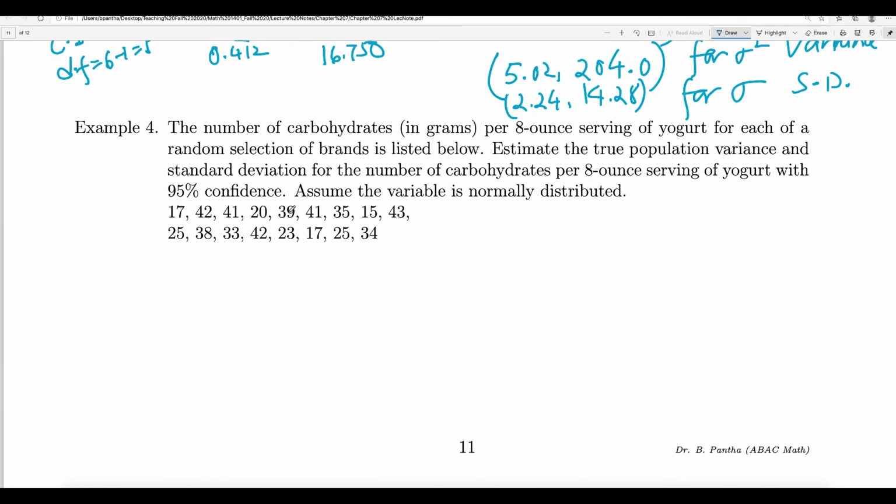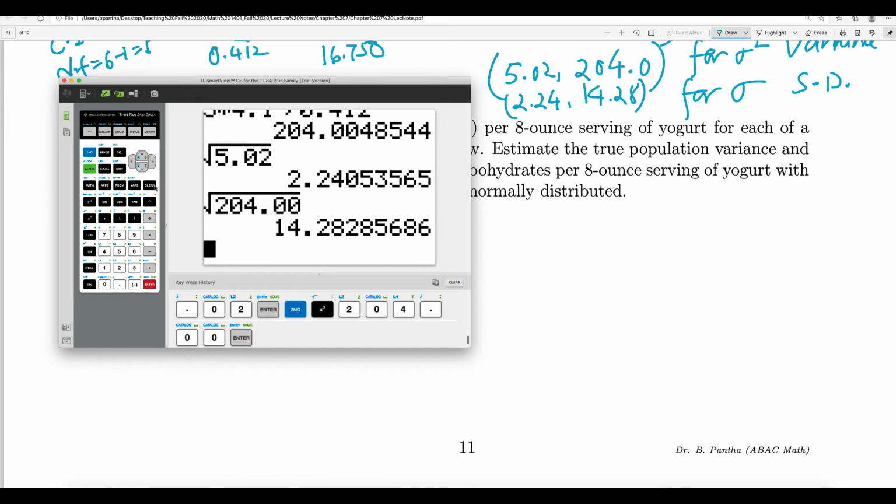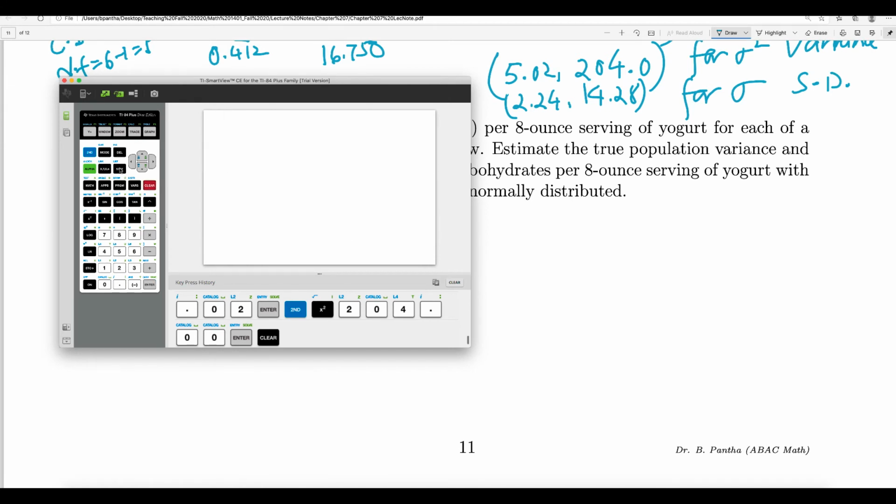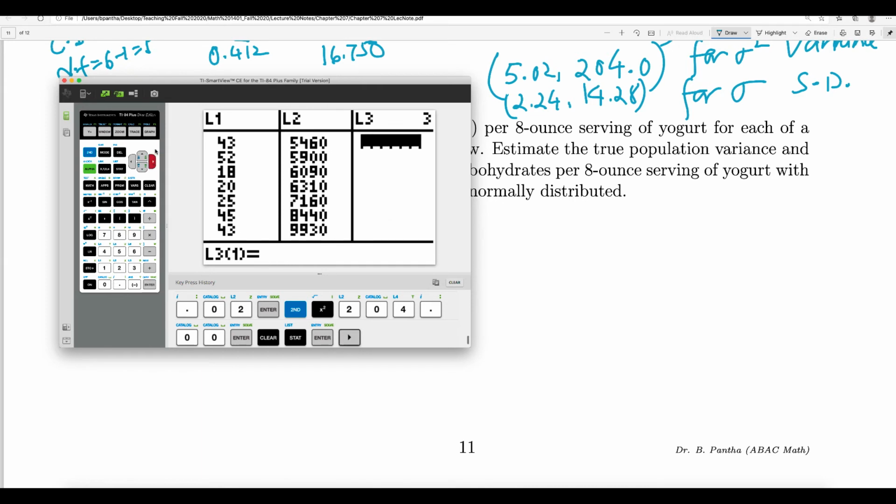In this problem, the data is given to you. You need to find the sample size n and s. We need to use the calculator to do that. Let us enter these values in your calculator. How do I enter the values? Go to stat, then edit, and enter the values. I want to enter the values in L3 because the other lists are already saved, so I don't want to delete them. Okay, so what are the data?